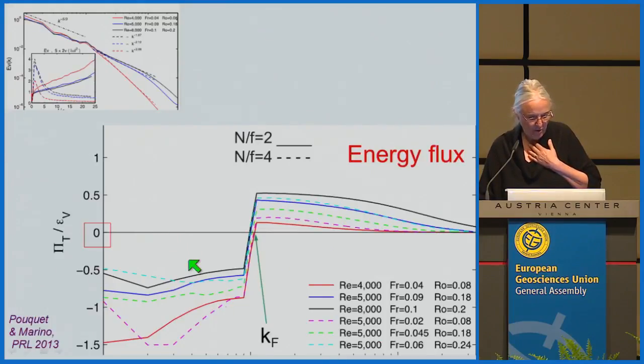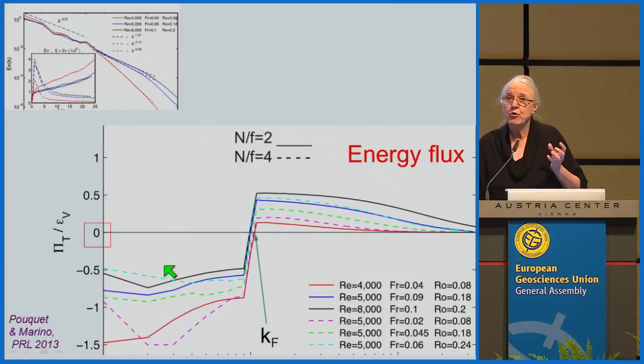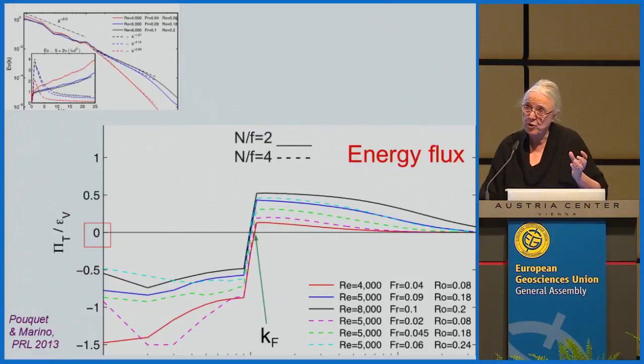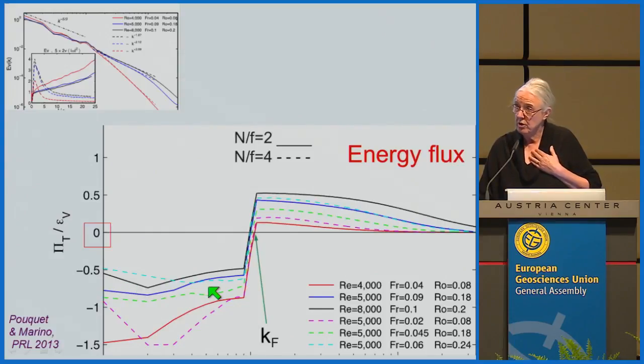Here is the flux for a variety of parameters that are written here: Reynolds number, Froude number, and Rossby number. And you see that indeed, in such a flow, and again, it's not the only flow where that happens. There are several examples now that we know, for example, quantum turbulence. We see that there is a flux of energy which is constant, give or take, in a big numerical simulation: constant at large scale and negative, and constant at small scale and positive. And the ratio of the two varies in a way that seems compatible with what we observe in the ocean.